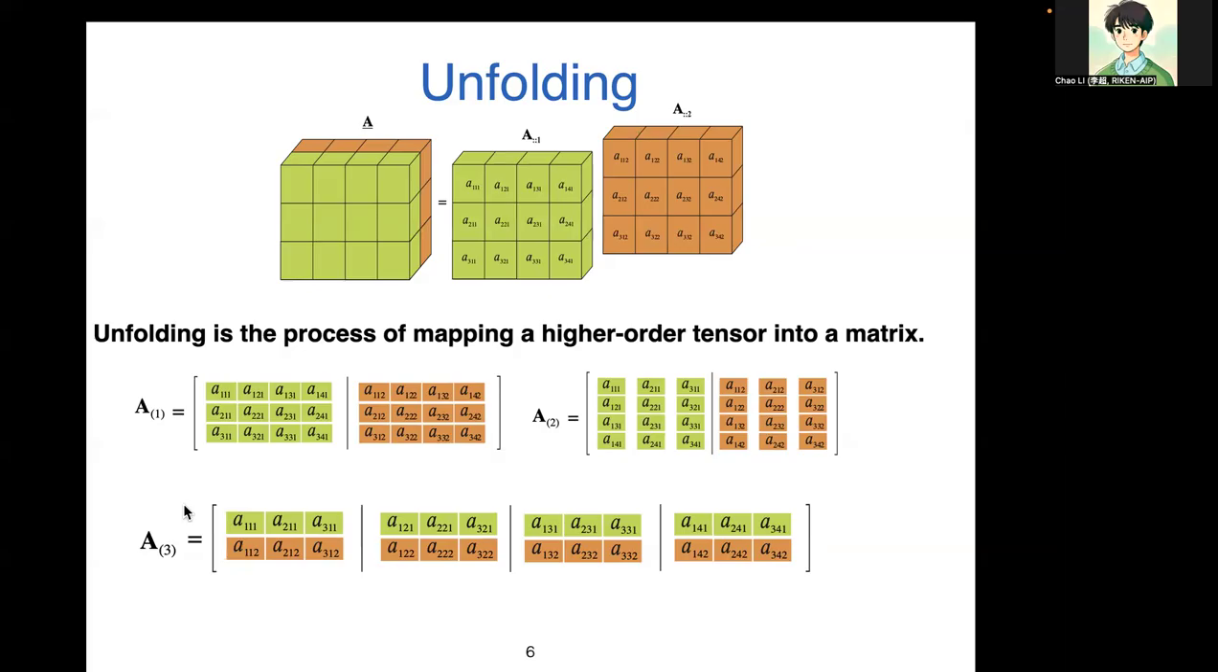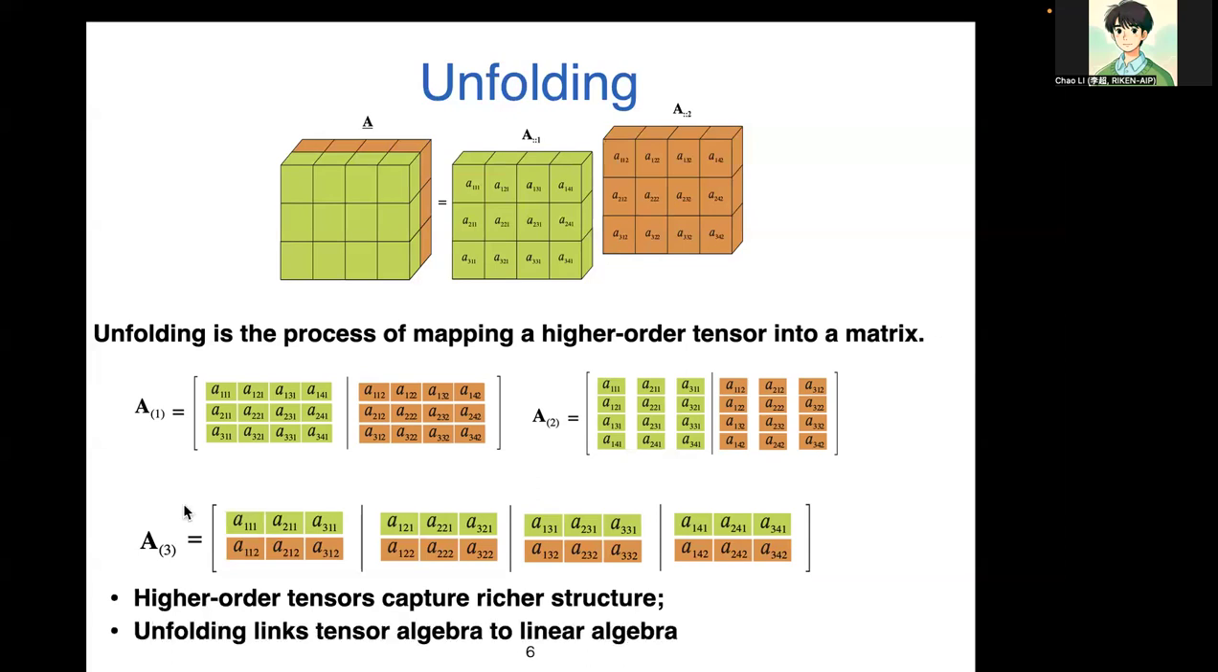There are 2 key points I'd like to highlight here. The first point is, from the unfolding we can see a higher order tensor commonly contains richer structural information than a matrix, because it can be unfolded into multiple matrices with the same group of entries.